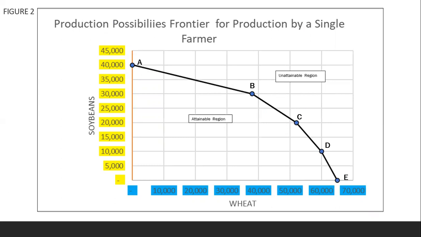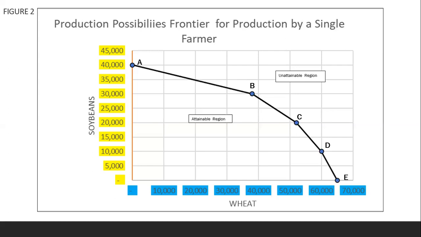Why? Because the main reason for that is that the inputs tend to be specialized. In this example, some of the farmer's resources are better suited to the production of soybeans, and the other resources are better suited for growing the wheat.